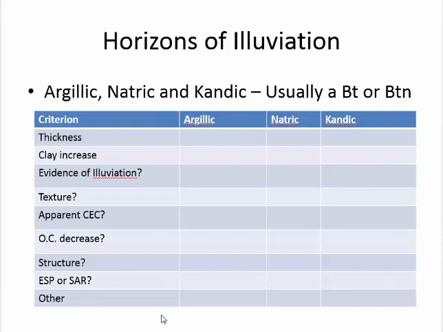And what I'd like you to do is look at the descriptions in the Keys to Soil Taxonomy and try to write down some notes about thickness, clay increase, structure, etc. All these criteria for all three of these different kinds of horizons. Try to pick out the main differences between them. So go ahead and pause the video, look at the requirements for these subsurface horizons and fill out this table, taking about 5 or 10 minutes to glean some of their differences. Okay, go ahead and pause the video now.